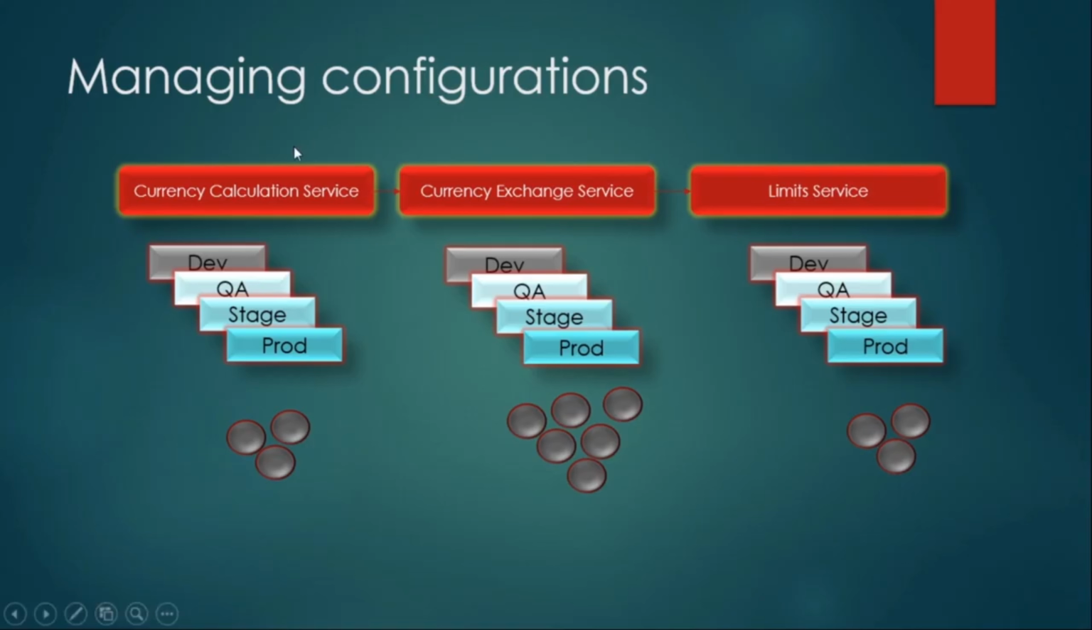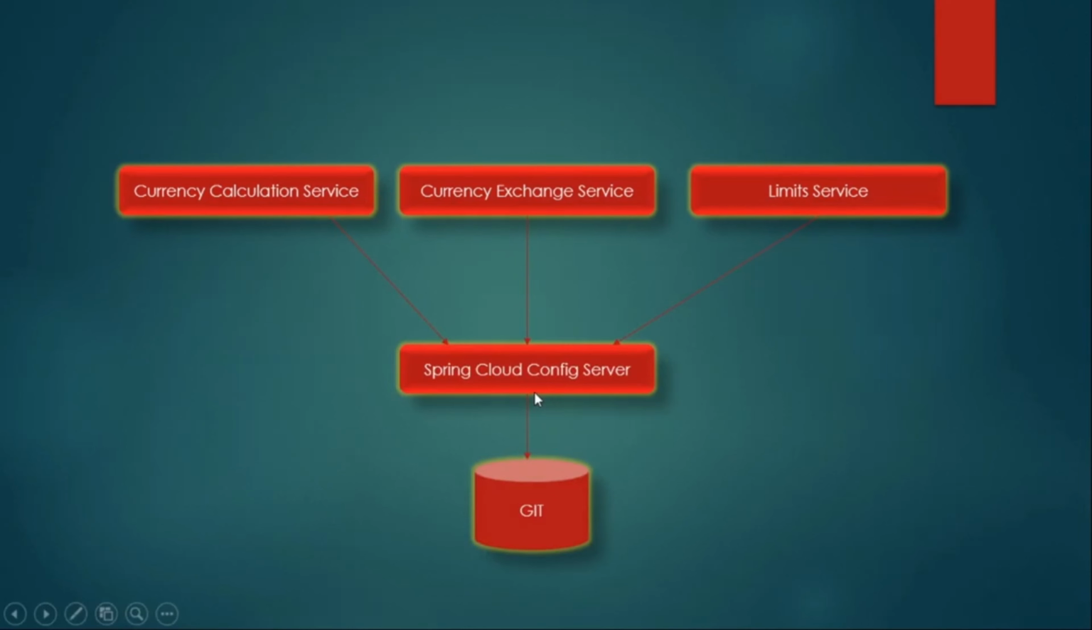Say that currency calculation service is not having load at the current point of time, but at the same time the currency exchange service is having more amount of load. You can see this as during the festival times, Amazon is having more load on its server. So those kind of configurations, it becomes very challenging to maintain. So in that case, Spring Cloud Config Server comes into picture.